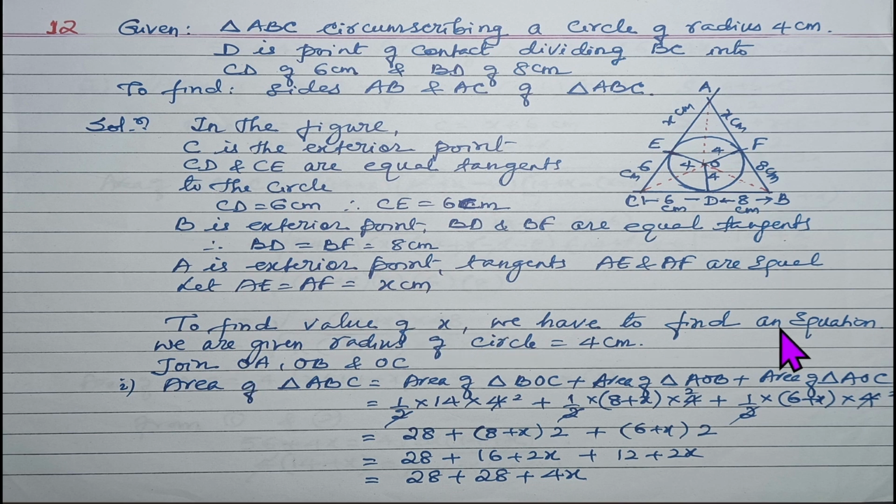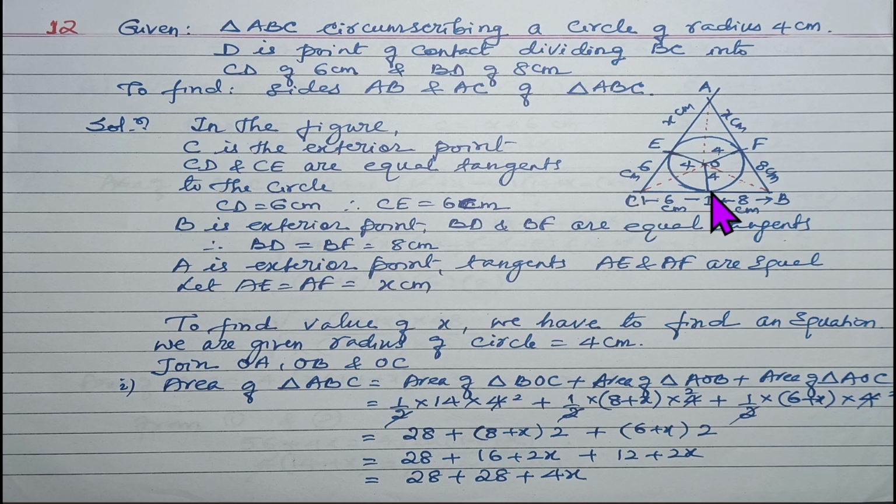Now to find the value of x, we have to find the equation, and we are given the radius of the circle, how much? 4 centimeters. Now let us go for a construction. Join OA, OC and OB. So we get three triangles here: triangle AOC, triangle BOC and triangle AOB. So three triangles are there. So let us find the area of these three triangles. Now we can find the area of the triangles by half into base into height.